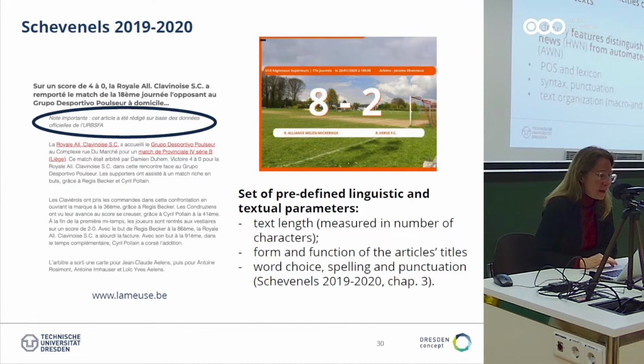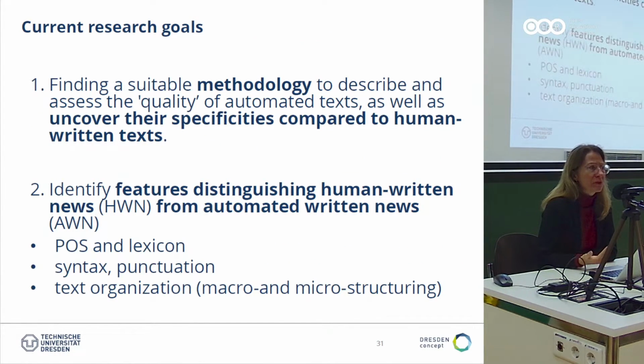Now, what question am I interested in? Actually, I'm interested in the same question as the colleagues working in the field of media and communication studies, but from a linguistic perspective. Because as you have seen, the features that are important are linguistic features, so word choices, punctuation, and the like. So the goal of my research right now is finding a methodology that is suitable to describe the quality, and I call it quality not in the sense that they are not well written or very well written, but in the sense of the features of these automated texts, as well as to uncover their specificities compared to human written texts.